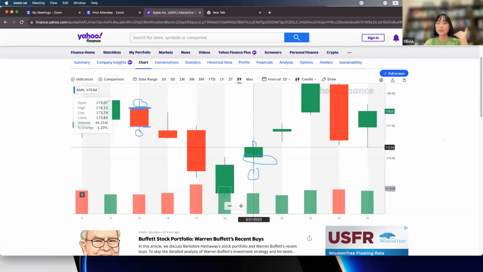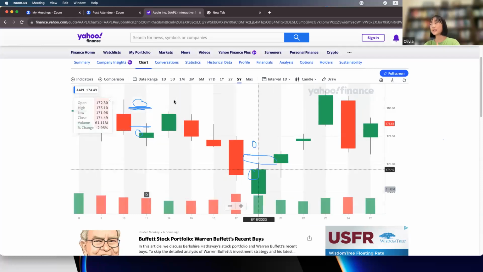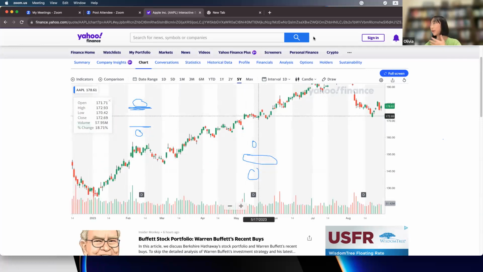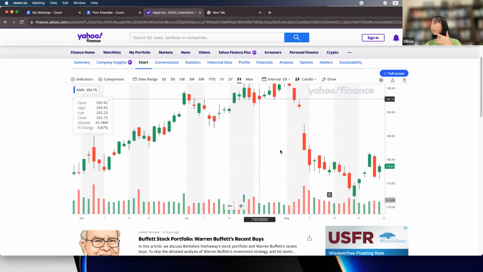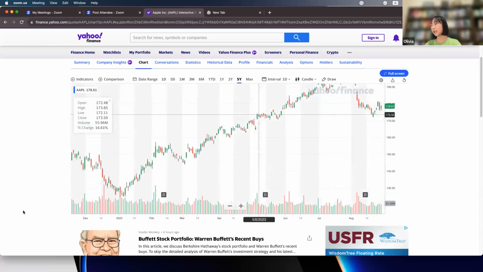So right now I'm just teaching you guys this because analyzing charts is pretty important. And the candlestick chart is one very popular way to plot charts. Okay, does anyone want me to repeat this?